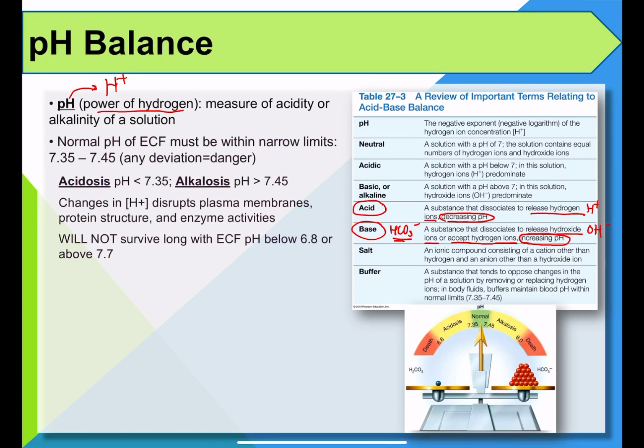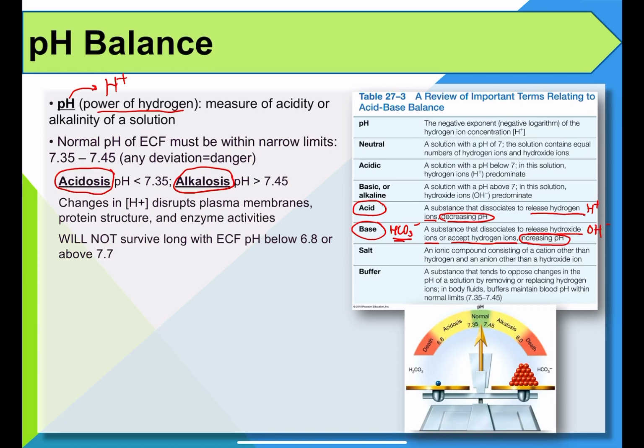Now, if the ECF pH ever gets less than 7.35, we call that a case of acidosis. And if the ECF pH ever gets higher than 7.45, then we call that a case of alkalosis. Acidosis and alkalosis are kind of easy to remember because they are named by whether you're too acidic or too basic, which is alkaline. So alkalosis is for too basic.